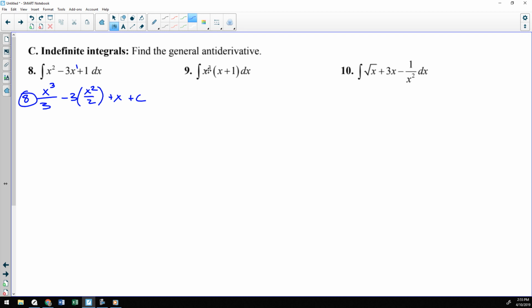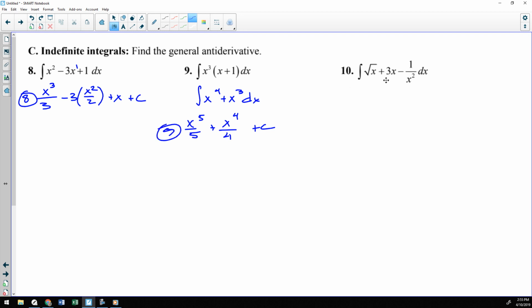Number 9, as it's written, it's a product, and the easiest way to do this one would be to distribute that x cubed. Change the problem to x to the fourth plus x cubed dx, and then it's ready to be power ruled. 4 plus 1 is 5. Divide by 5, plus x to the fourth, and divide by the new exponent. Write a plus c, and then move on with your life.